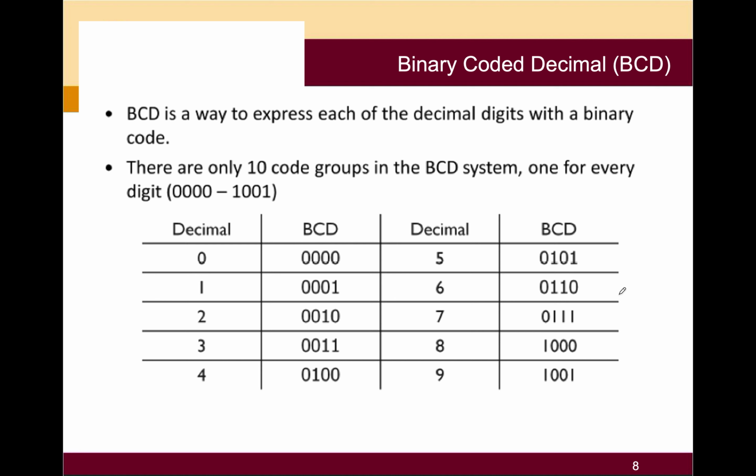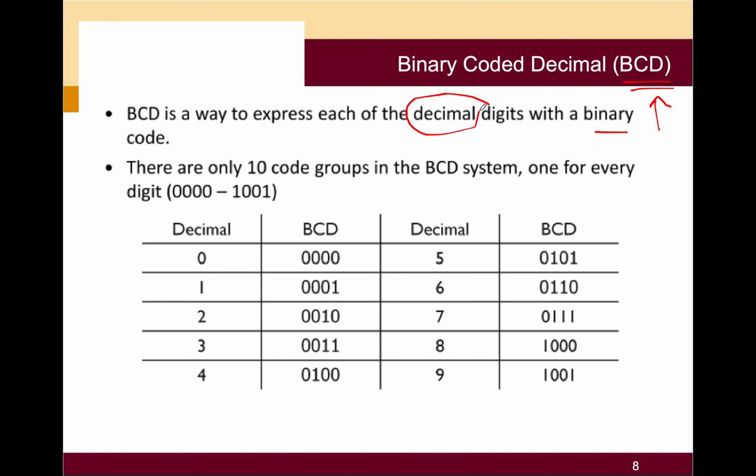So first we're going to learn on binary coded decimal, BCD. If we look here, we can say that BCD is the way to express each decimal digit with binary. So any number of base 10, or decimals, we can show it in binary. Basically this is very easy because you already learned decimal base 10 and binary base 2, and how to convert between both.